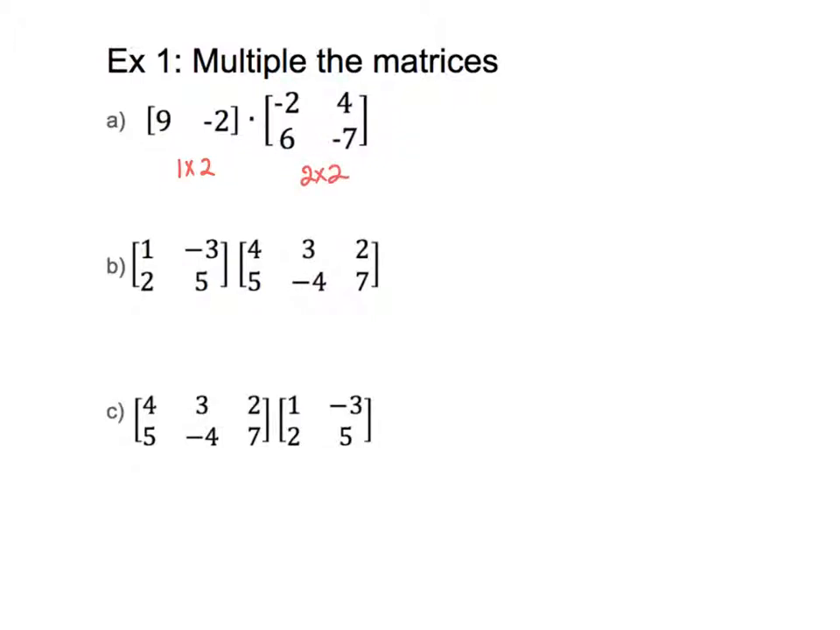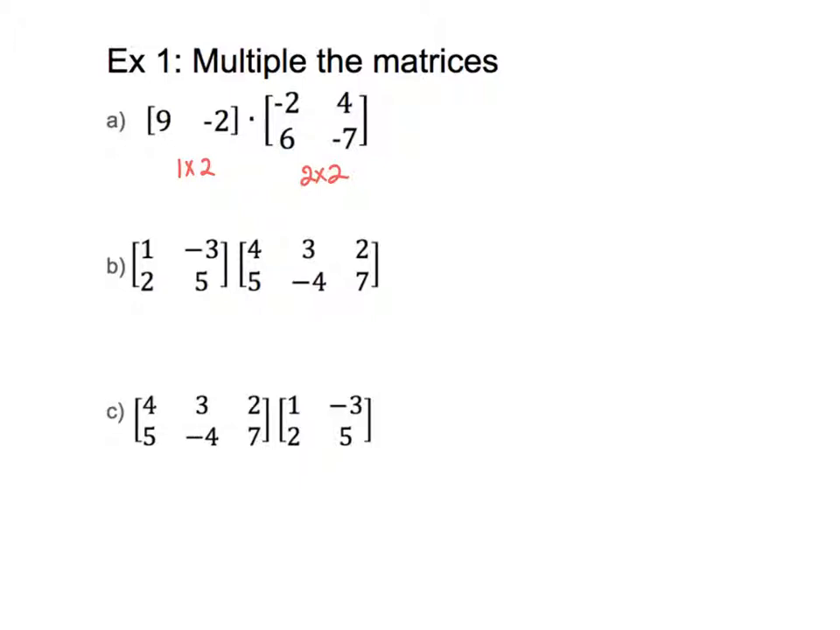We also call this a square matrix. Square matrix means that you have the same amount of rows as columns. When the rows and the columns are the same, you have a square shape matrix. You can think of it that way, because squares have sides of the same length. Okay, so back to this. We have dimensions of 1 by 2 and 2 by 2.